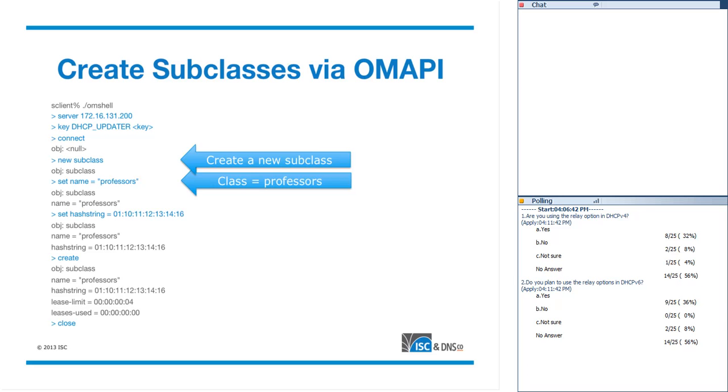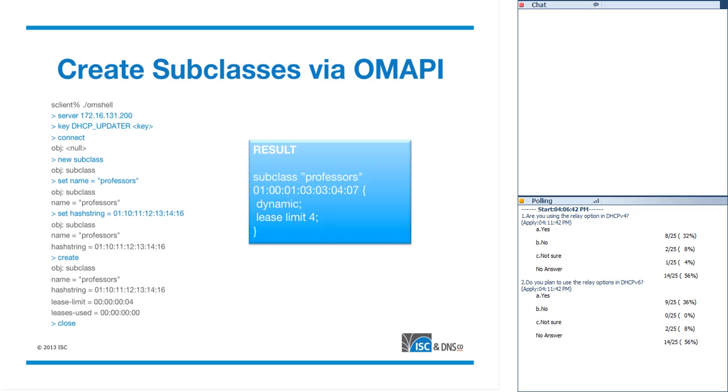When we do the create, that pushes the information across to the DHCP server side, and we get back the response that it's been created. And you can see that the lease limit is 4, which means it's inherited that 4 from the class that it was actually being created off of. And then we do the close just to be tidy.